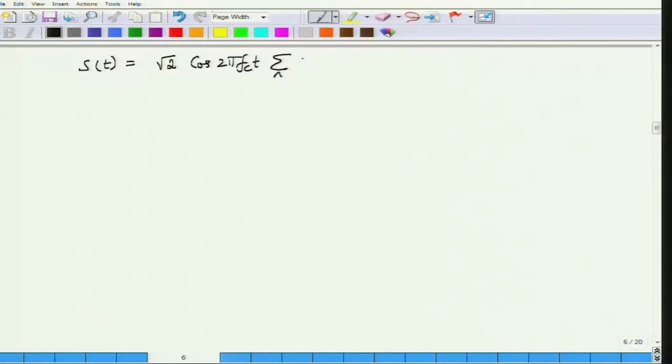So, n, you have a_n g(t - nT). If you focus on only one symbol at a time, then the signal can be written as square root of 2 a_n g(t - nT) cos 2 pi f_c t. This is the nth time slot signal.